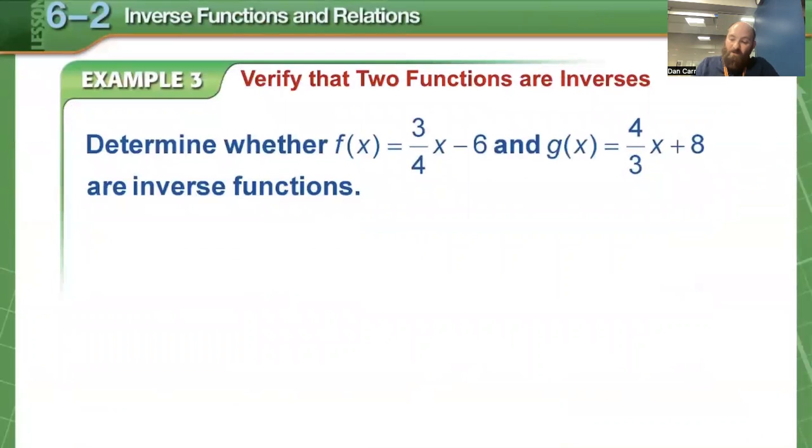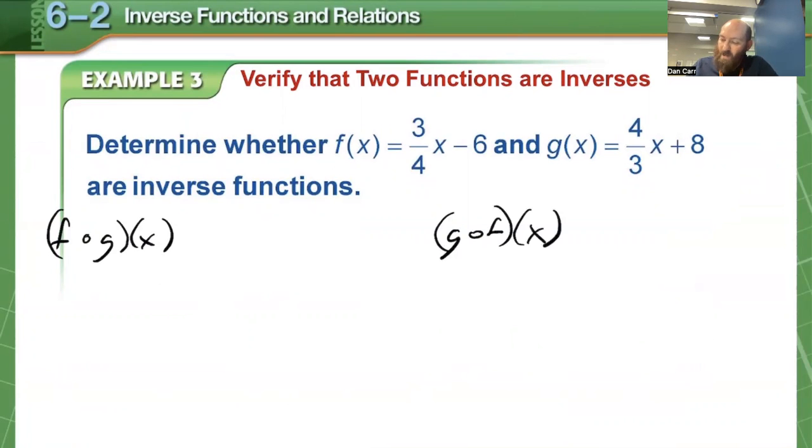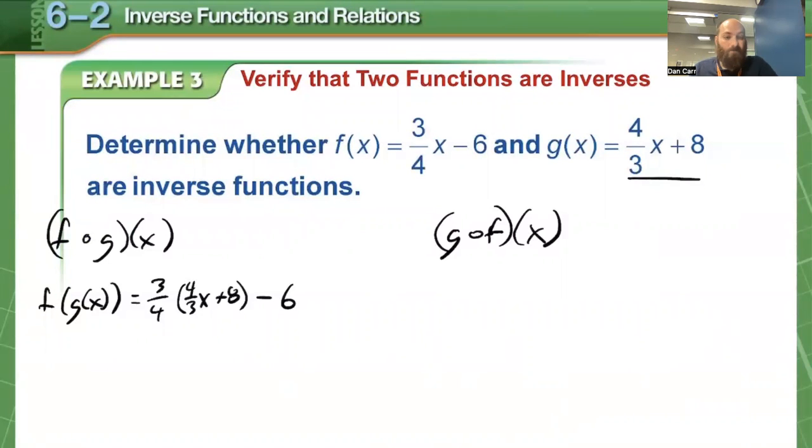Okay, so I need to confirm both f of g of x and g of f of x. Okay, we're going to see how these both look out. So remember, we're going to do f of g of x like this. So my f function is going to be the outer function. So I'll do 3/4 times the parentheses here and then minus 6. This g of x function goes inside that, so it's 4/3 times x plus 8.